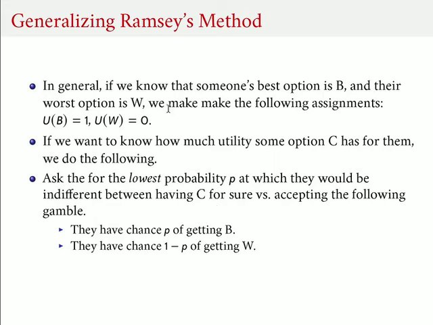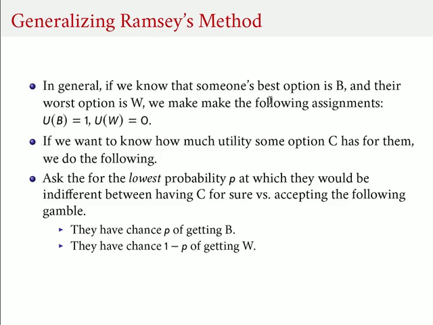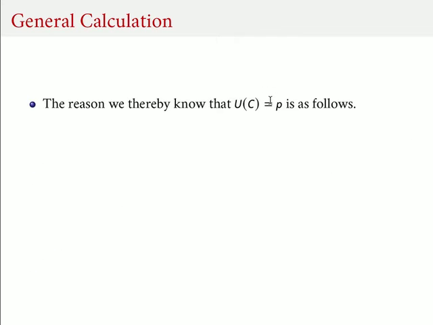And once we determine what that value is for them, we can simply apply the calculation like we did above. And what we'll see is that we then know that the utility of C is equal to P, the probability of getting the best option in this bet that they are okay with. So again, in general, the reason we know that the utility of this third option C is P is as follows. And this is just really redoing the calculation in the example here, but at a general level, so that we can see how to apply it in other cases.